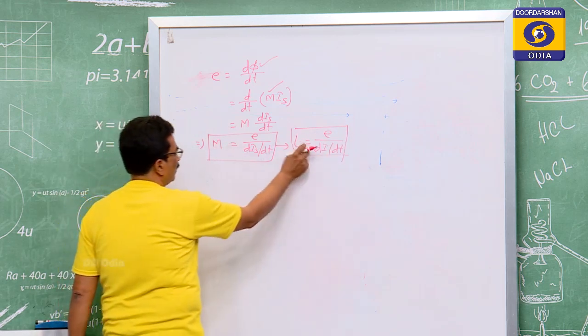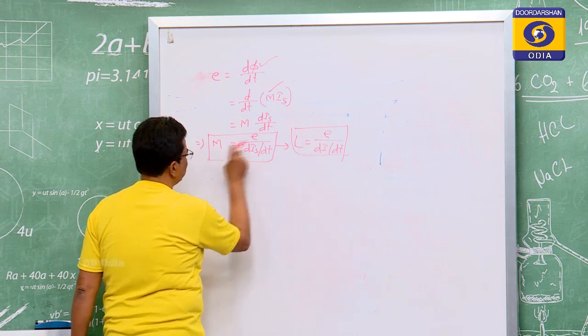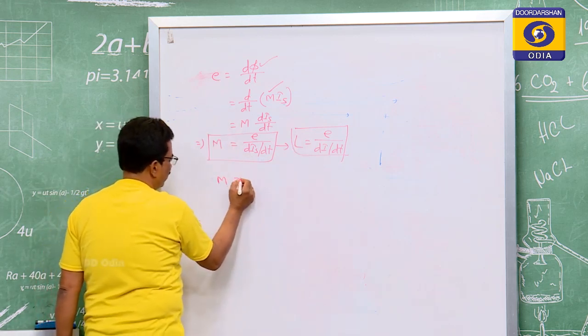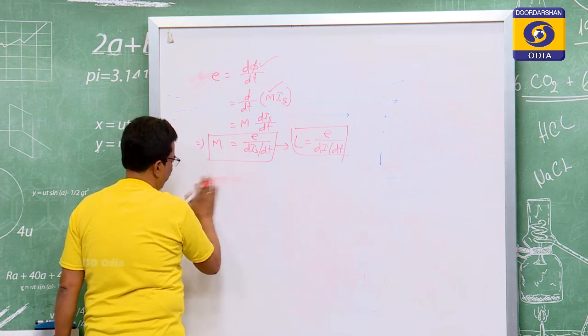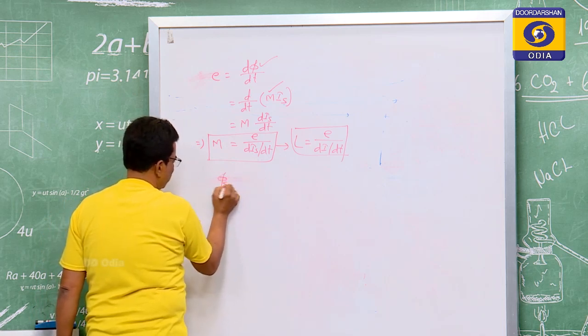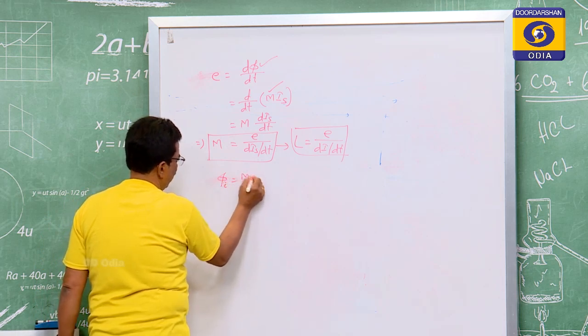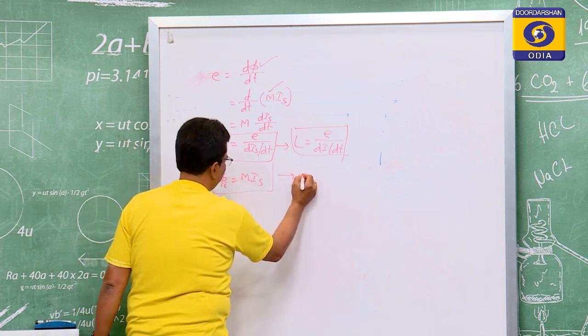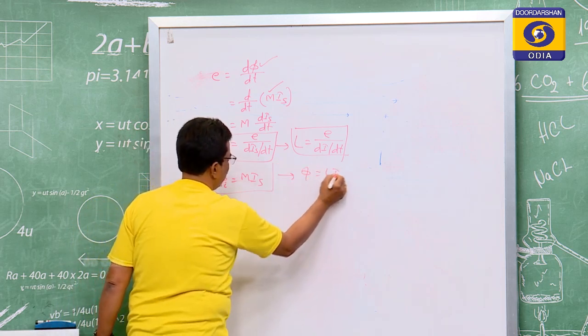So this is for the mutual, and this is for the self. And the primary definition was M is equal to phi I by Is, that is phi I is equal to M Is, this is one. And for the self, phi is equal to L i.